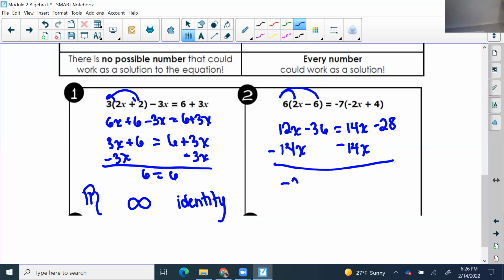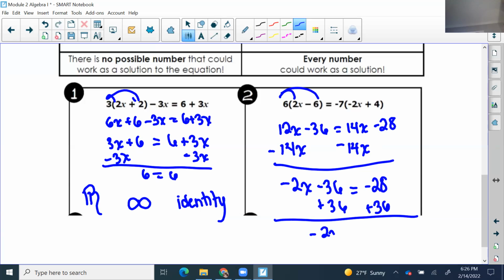So we've got negative 2x minus 36 is equal to negative 28. So I'm going to add 36 to both sides of my equation. And I get negative 2x is equal to 8. And I divide by negative 2. And I get x is equal to negative 4. So I actually had a solution to that system of equations. Okay, all righty. So far, so good.